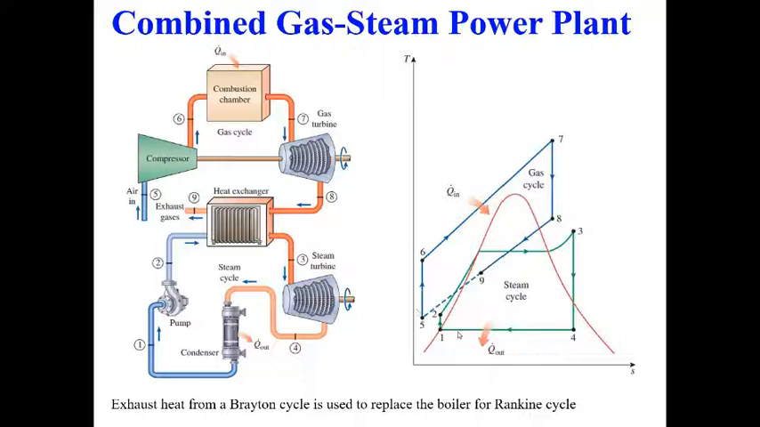This process is also shown in this TS plot. This blue curve shows you the gas power cycle. Here the boiler part, where we receive heat from the boiler, is replaced by the exhaust of the gas turbine, and the rest of the parts are similar to the Rankine cycle that we have already discussed.